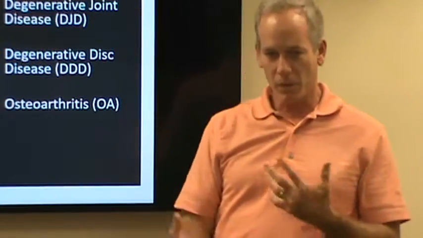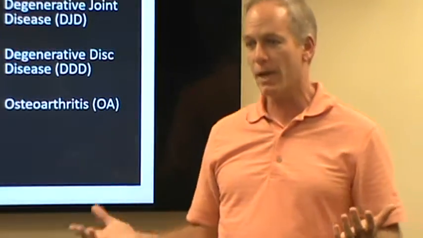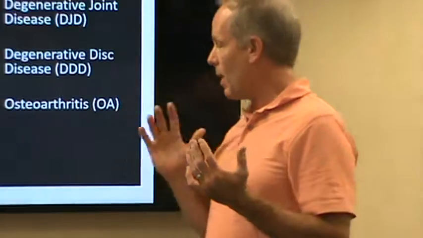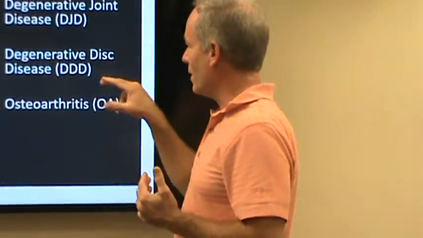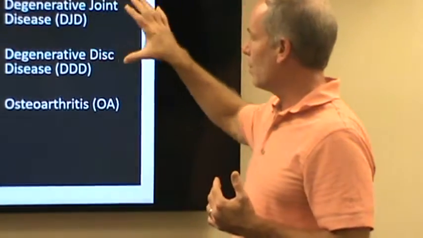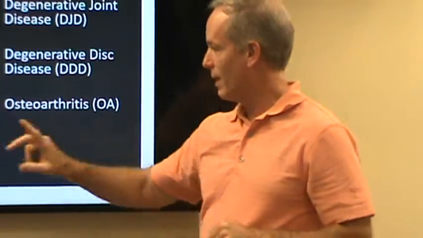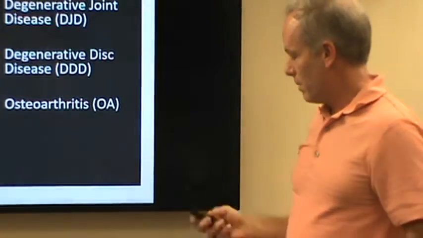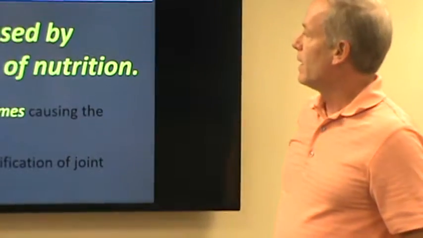And when it comes to the discs, it's the same thing. You start to see the breakdown of the discs, and we see that on x-rays. So osteoarthritis, degenerative disc disease, and joint disease are all due to friction, part of it, it's two equations, and then lack of nutrition. So we're going to get a little bit further into that.